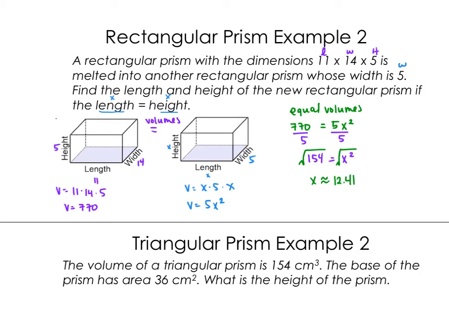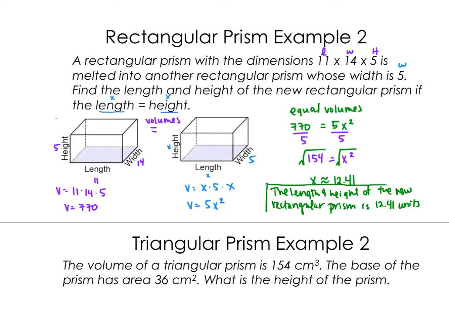So since this is a word problem, it needs a word answer. So the length and height of the new rectangular prism is 12.41, and since there are no units here, we're just going to say units. So it's not units cubed because we weren't solving for the volume, we were just solving for a dimension, which is why it's just units, not units squared or units cubed.